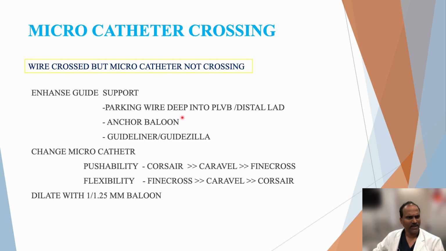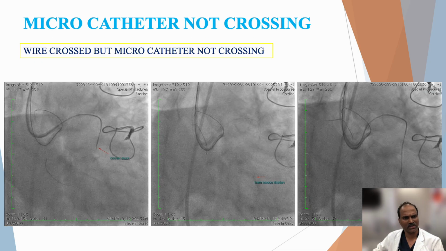You can see when the microcatheter is not crossing the septal after it has been crossed with a wire, you can use all these techniques. You can enhance guide support, or you can change the microcatheter based on the property you need, like pushability or flexibility. And you can see here how these things behave. You can also dilate with a 1 mm balloon or 1.25 balloon to push the microcatheter across.